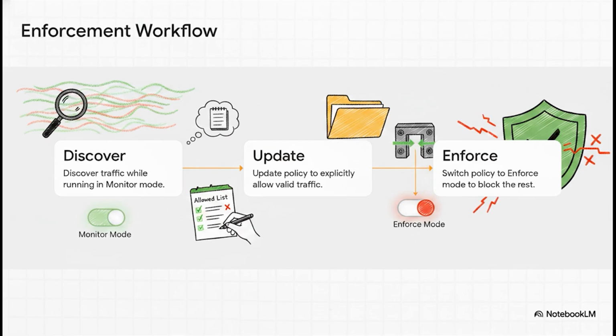Well, let's say you have a new app. Step 1, you set the policy to monitor mode. This lets you discover all the traffic trying to reach those secured entities without accidentally breaking the app. Step 2, you review that traffic and you update your policy by adding the valid sources to your allowed list. Step 3, once everything looks good, you flip the switch to enforce mode. The valid traffic keeps flowing seamlessly and everything else is blocked.